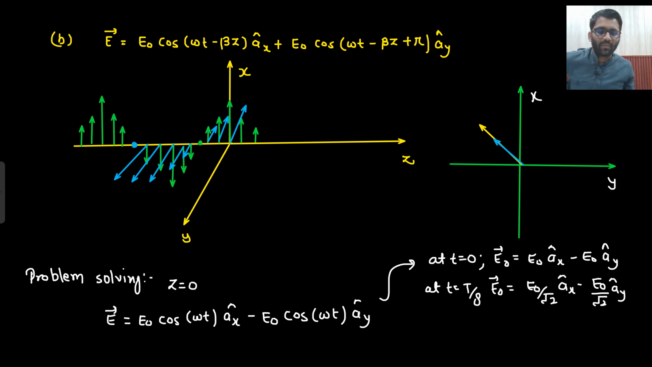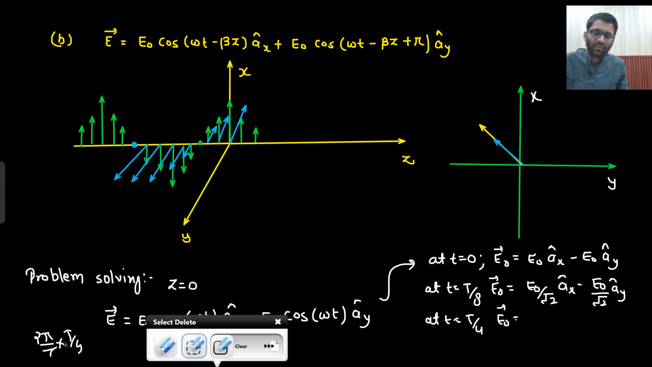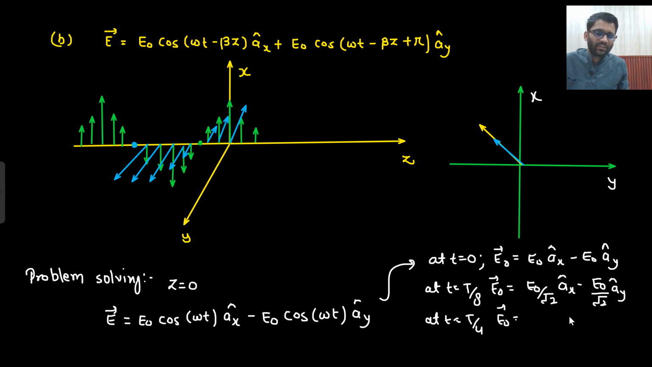Now you can take more time instants. You can take at t equals to T by 4. Let's see what you are gonna get. So what will be your omega t? 2 pi by T into T by 4. That would be pi by 2. So cos pi by 2 is 0. This is also 0. So you are gonna get 0 only. So this will be the equivalent.